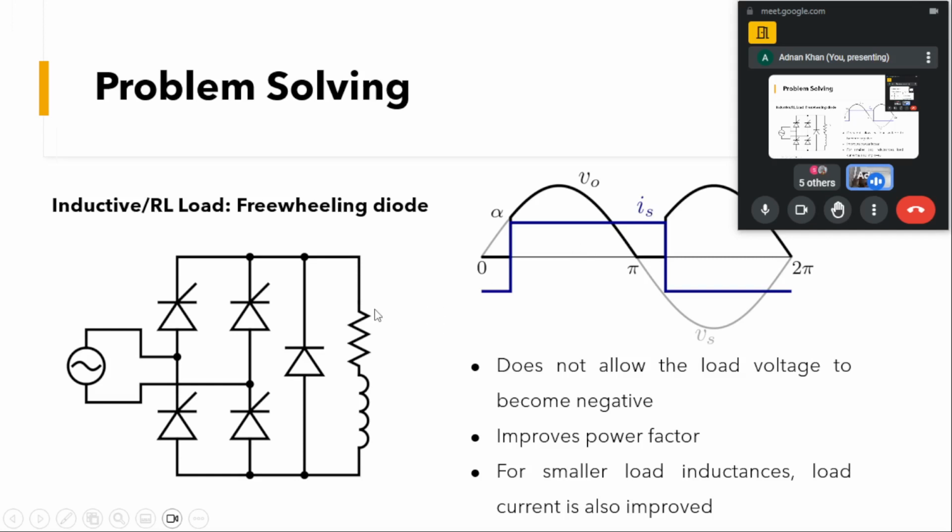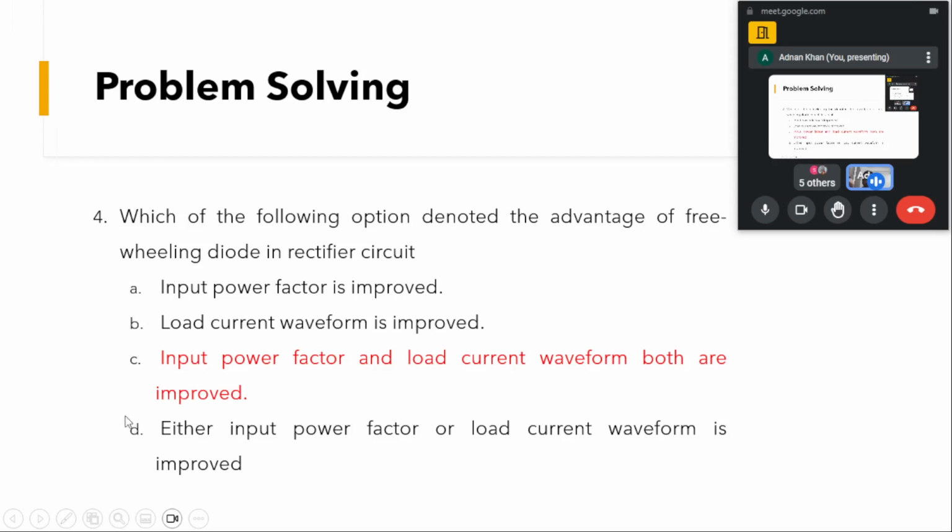Also, because of this freewheeling diode, the voltage across this inductor would be less, and we have a lesser slope across the inductor, which in turn means the current through it would have lesser ripple, which would improve the waveform of the output current as well. As such, option C is the correct option for this.